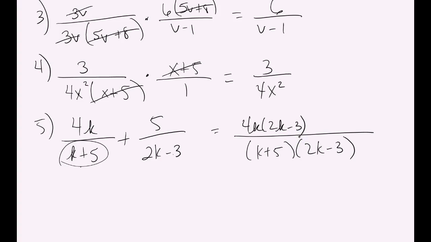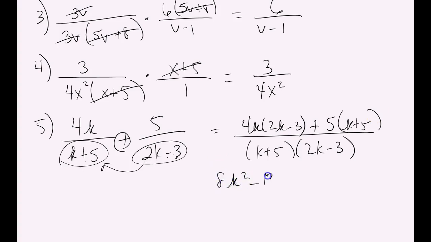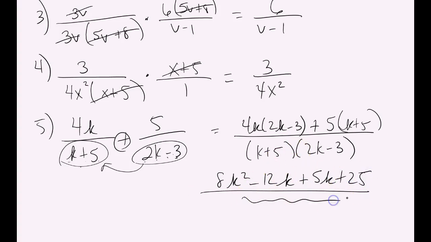minus 3, okay? Now there's a plus in between. Then I have a 5, and did the 5 need anything to be multiplied by? Well, yes it does, because this one had the 2k minus 3, but it was missing the k plus 5. So whatever you multiply on the bottom, you multiply on the top. And then it's just called distributing and combining like terms. So this will be an 8k squared minus 12k plus 5k plus 25 over all of that. It's kind of skipping a step there.